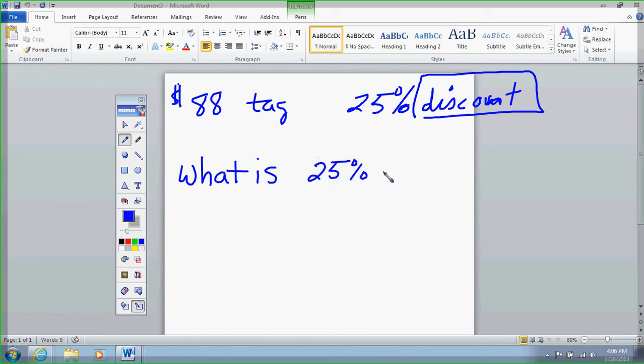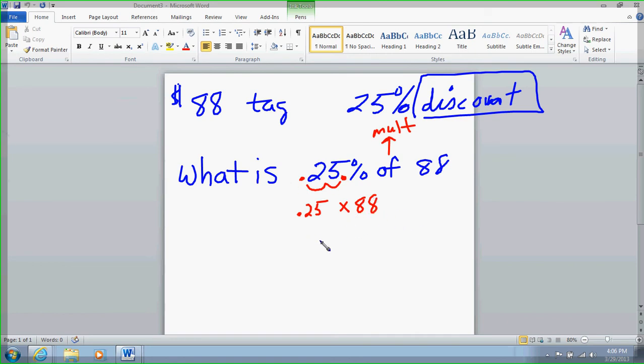25% of $88. And remember, this key word of means to multiply. But we don't want to multiply by the 25%. We want to multiply by the decimal equivalent, which is 0.25. So 0.25 times 88. And when I multiply that in my calculator, I get 22. So the discount was $22. Now, this particular problem is going to ask you what is the discount, and this would be the answer.